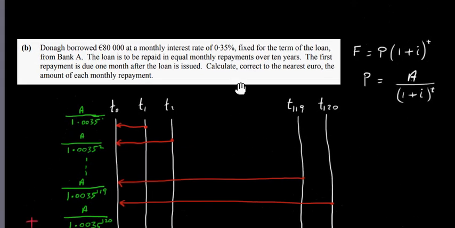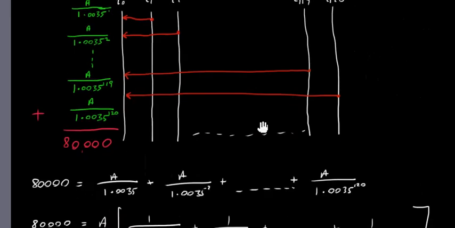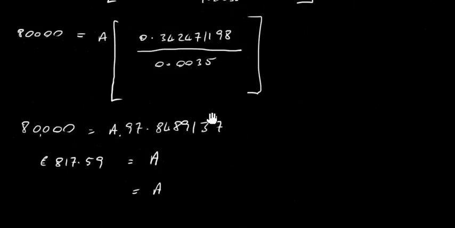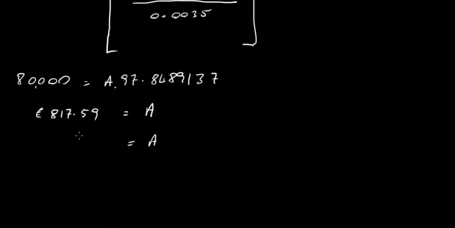We were asked to give A to the nearest euro from what I can remember. Let me just double check that again. Calculate correct to the nearest euro. So we got to work this out to the nearest euro, so that's just simply going to be 81. This is a 5, so that's going to be 818. 818 euros to the nearest euro. Okay, that's it. That's the kind of long-winded geometric series method for working out A.